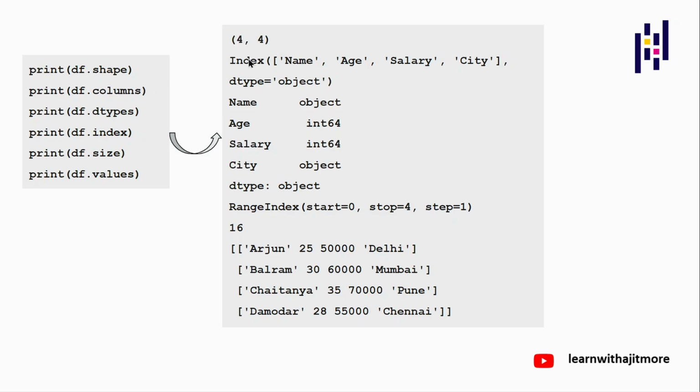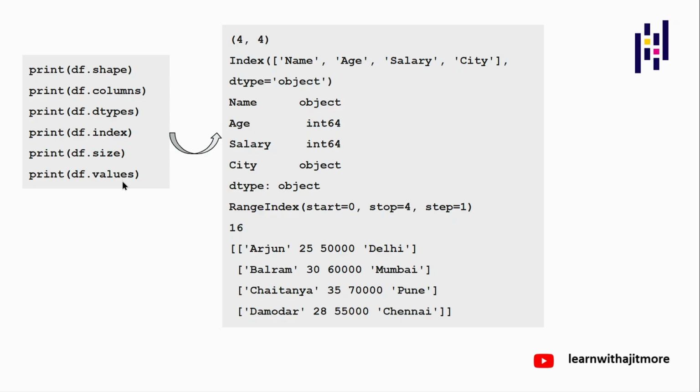Then columns. Is it returning an iterable of type index containing all the column labels? Then dtypes. It is returning a series containing all the data types. So name is of type object, age is int64, salary int64, city of type object. Okay. Then index. Index means row label. So row label is an iterable of type range index, and it is telling starting from where, stopping where, step how much. Stop is never inclusive. Size, as it is 4 by 4, 16.